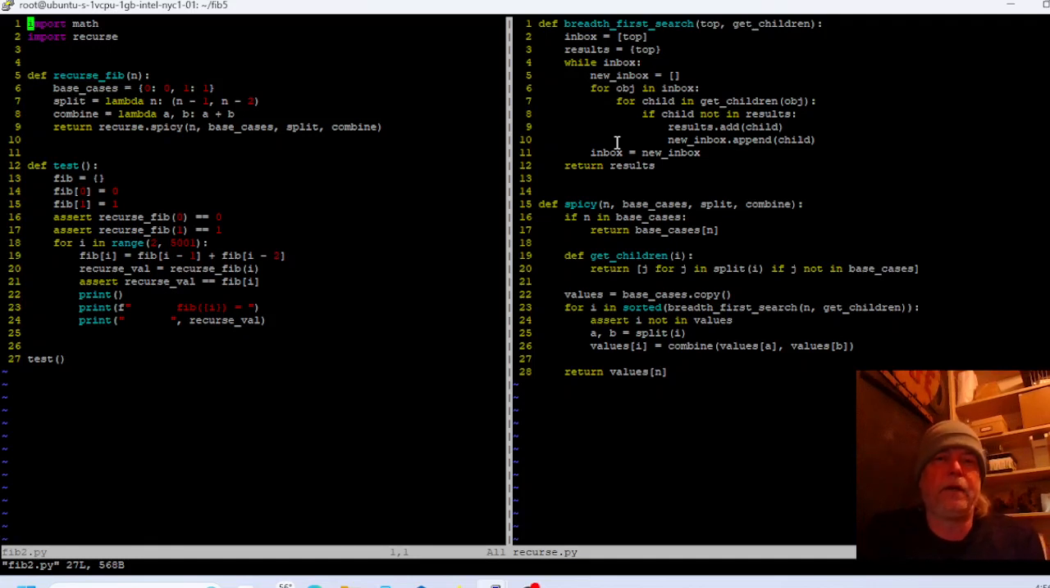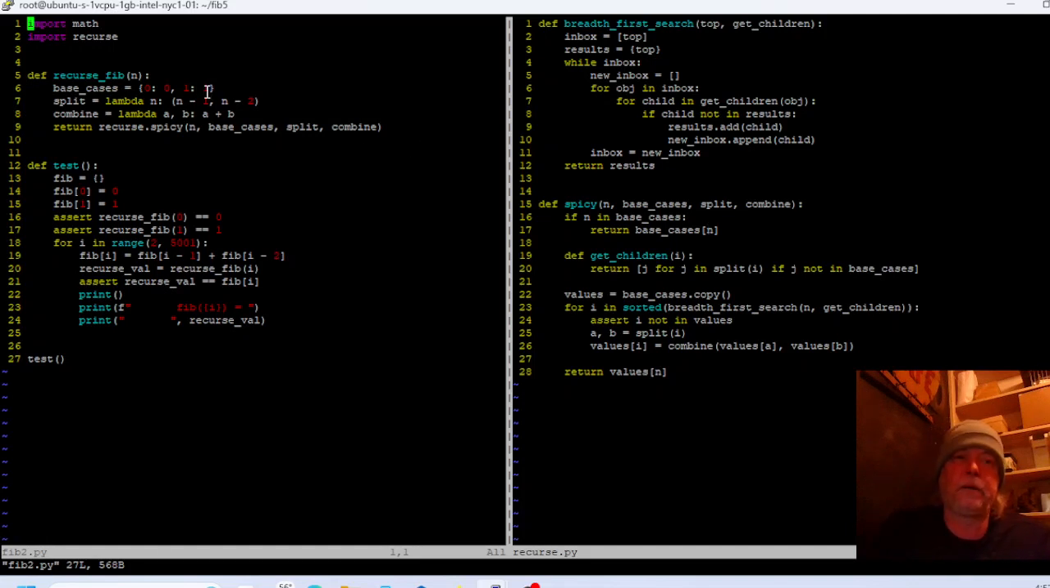Hey everybody, in my last video I showed you how to compute Fibonacci numbers using recursion, and the twist that I put on it is that I define a recursive function for Fibonacci where I enumerate what the base cases are. I show you how to split the problem into two smaller problems, and then I show you how to combine the results from solving the two smaller problems. And then I use this function called recurse.spicy to basically implement the recursion, and it actually does it in a non-recursive way. And I will let you look at the prior video for the details on that.